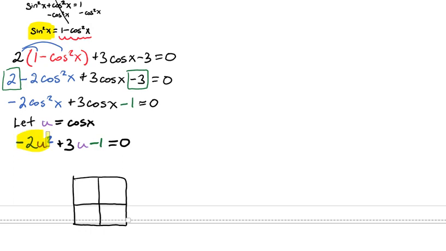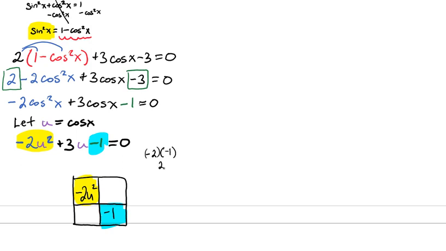So the disco box is where I take the first thing and put it into the first box. And I take the last thing and put it into the last box. So we're going to have a negative 2u squared and our minus 1. Then we'll multiply the negative 2 and the negative 1 together to get a 2. And we're looking for 2 numbers that will multiply to 2 but add to 3. 1 and 2 are the only numbers that will multiply to 2. And when we add those, we get a 3. So perfect. So we're going to put our 2 and our 1 in those spots. And we didn't forget about the u's. Those go into our factor spots.